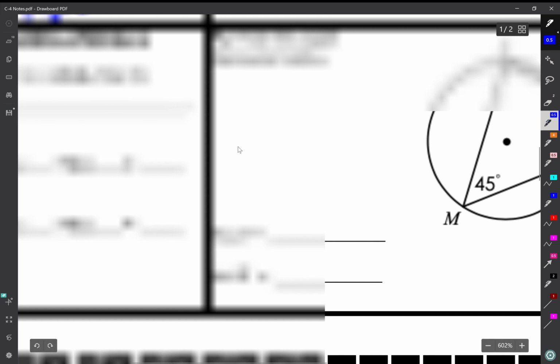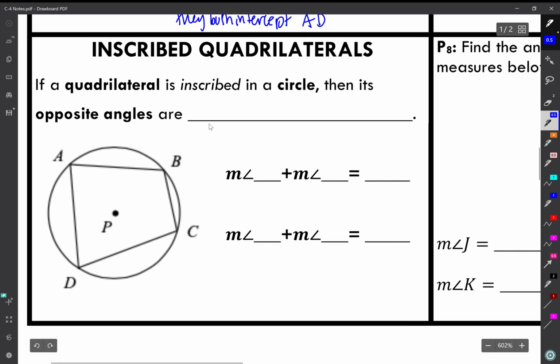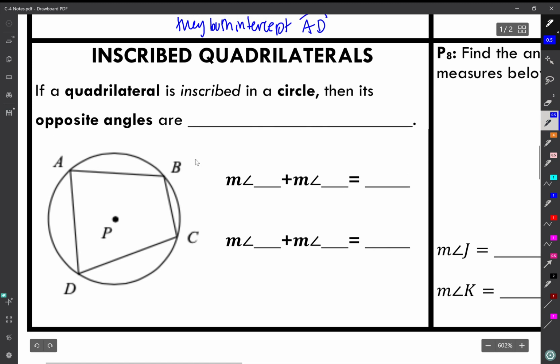Our last part on this first page will be inscribed quadrilaterals. What this means is that if a quadrilateral is inscribed in a circle, then its opposite angles are supplementary, meaning they add up to 180. So for a quadrilateral to be inscribed, it means that every vertex of that quadrilateral has to be on a point on the circle, okay, which is what we have right here.